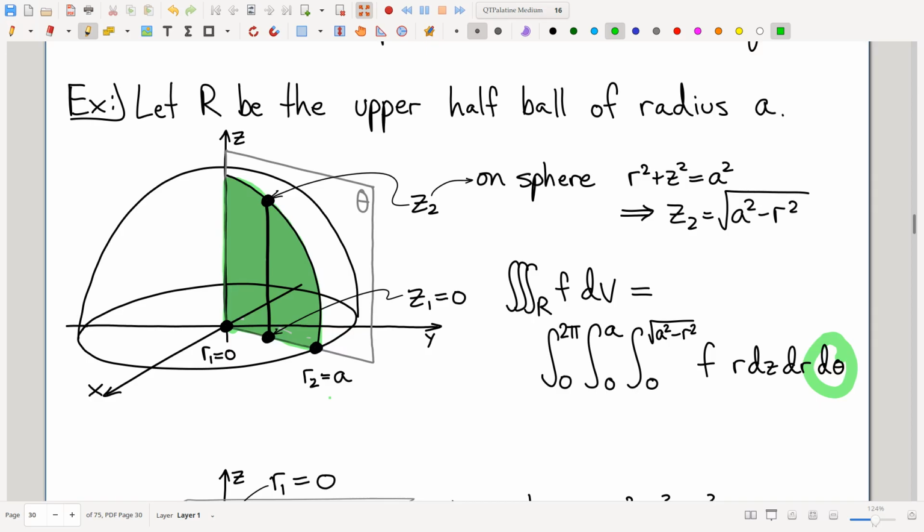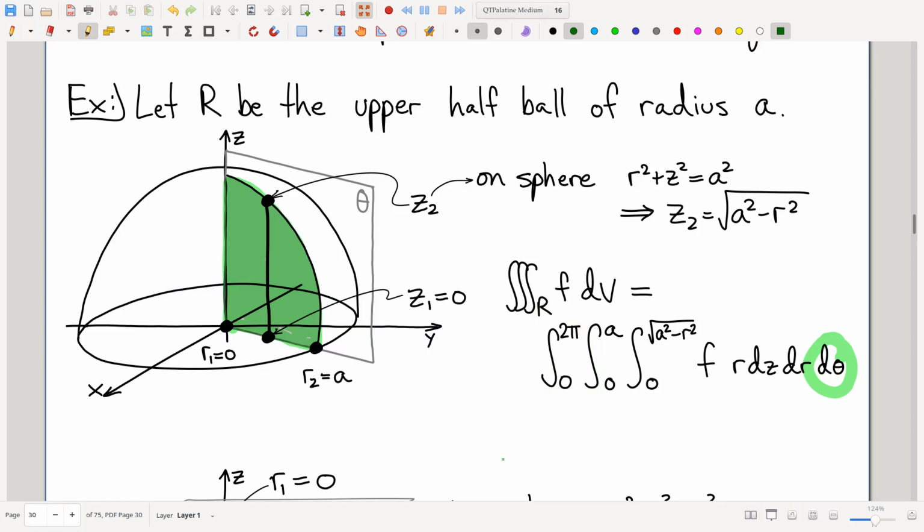So what's the range of values of theta? Again, this is a geometric appeal. You have to see this from the picture. Theta goes all the way around, doesn't it? So 0 to 2 pi. What do you think? Anybody like that? Okay, cool.